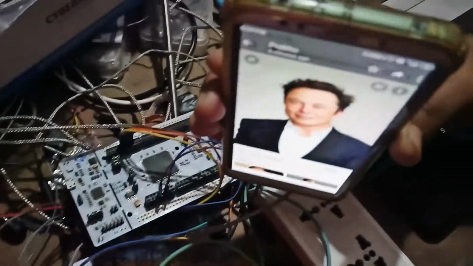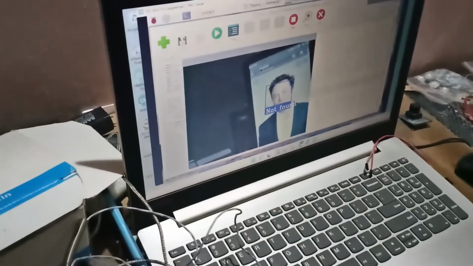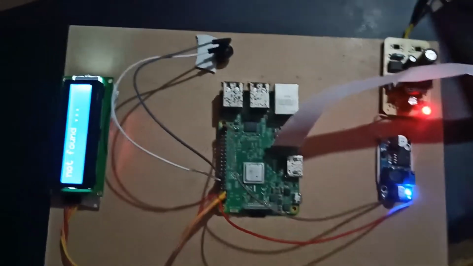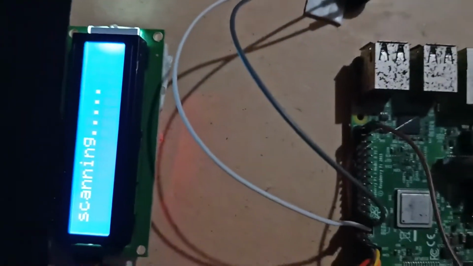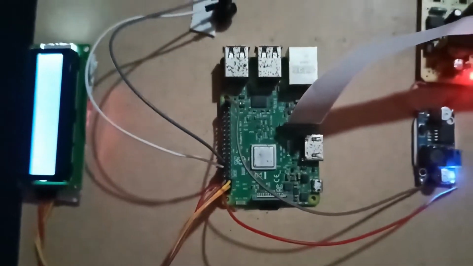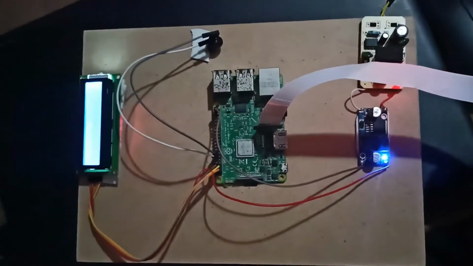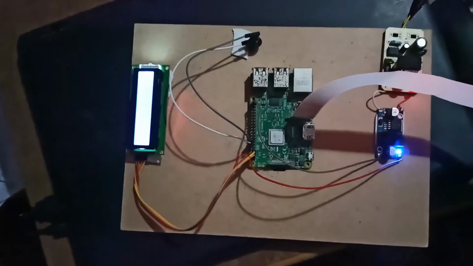Now we have changed the person to Elon Musk and we are making it scan, and the person is not found. In the examination center, when the person is not found, it gives a buzzer sound and it raises the alert system, so that no other person can enter the examination hall.